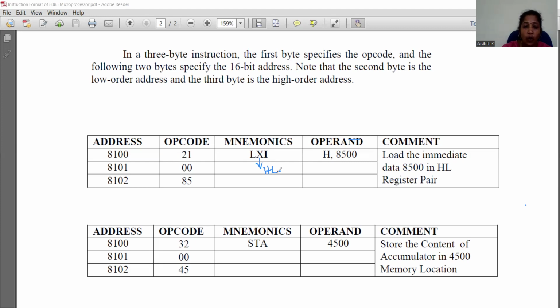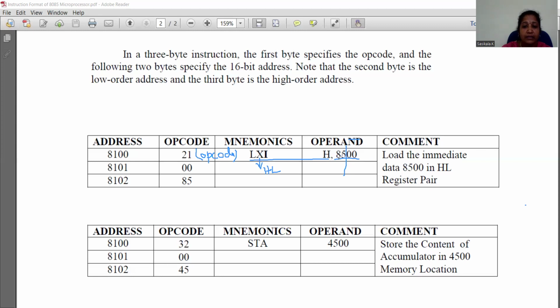While we write the opcode for this instruction, if we refer to the opcode sheet for LXI H, I'll get the opcode to be 21. So this 21 is the opcode for the mnemonic LXI H. And you have 16-bit data, but already we know that in one memory location we can store only 8 bits. So this 16-bit 8500 is split into 2 parts: 00 and 85. This 00 is the lower order byte and 85 is the higher order byte.